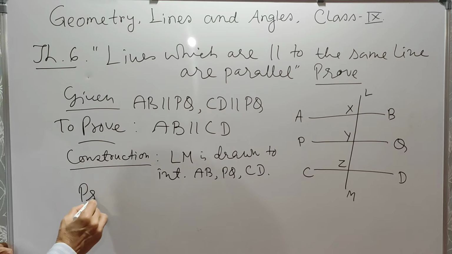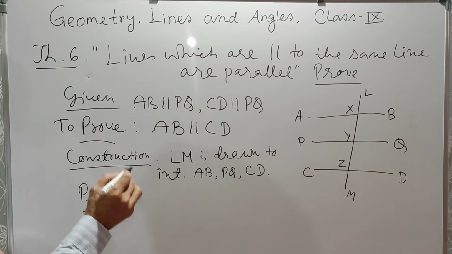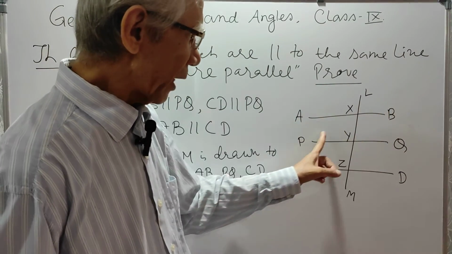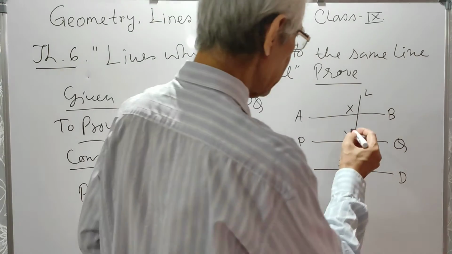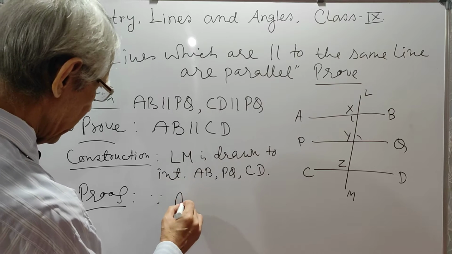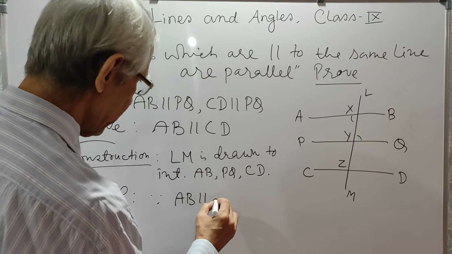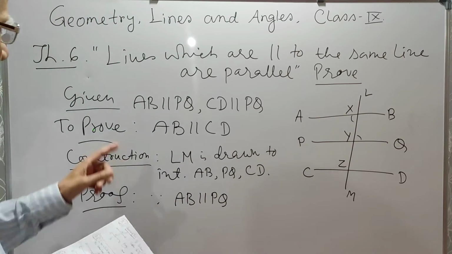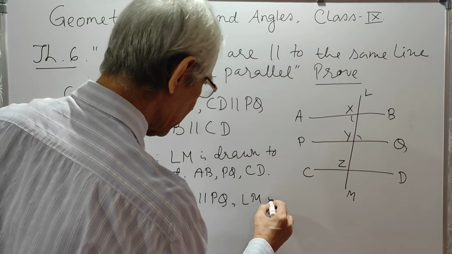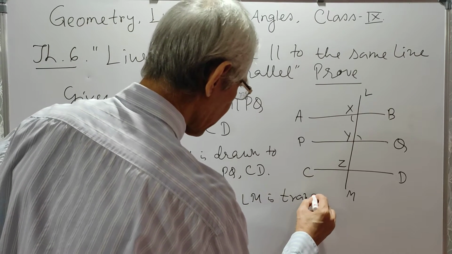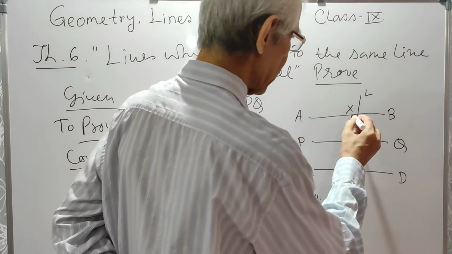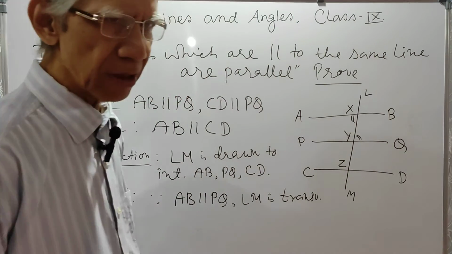Now the proof. AB parallel PQ is given. Therefore, these alternate angles will be equal, isn't it? Since AB is parallel to PQ and LM is a transversal, according to a theorem we discussed yesterday, these two must be equal. Why? Because they are alternate angles.